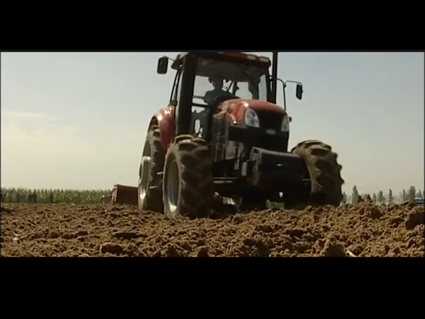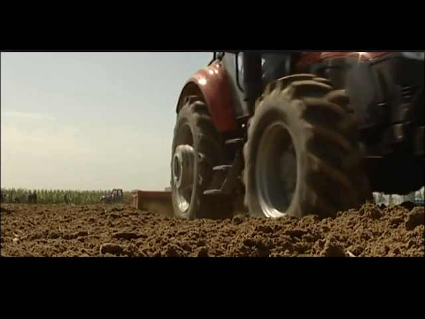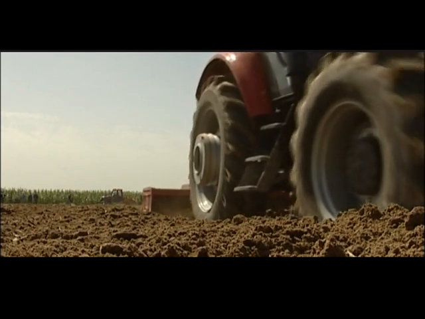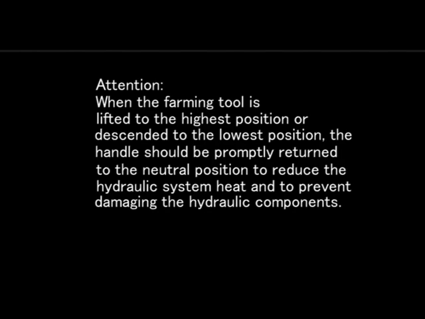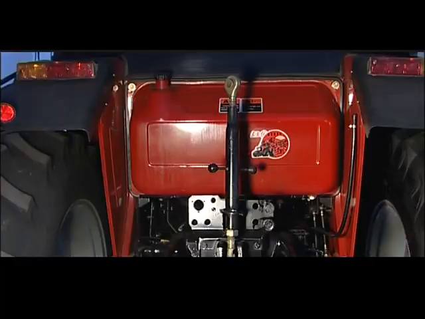In the farming process, when the hydraulic system is in a floating state, the tractor unit is working along the ground contour. Attention! When the farming tool is lifted to the highest position or descended to the lowest position, the handle should be promptly returned to the neutral position to reduce the hydraulic system heat and to prevent damaging the hydraulic components. Usage of hitch device.